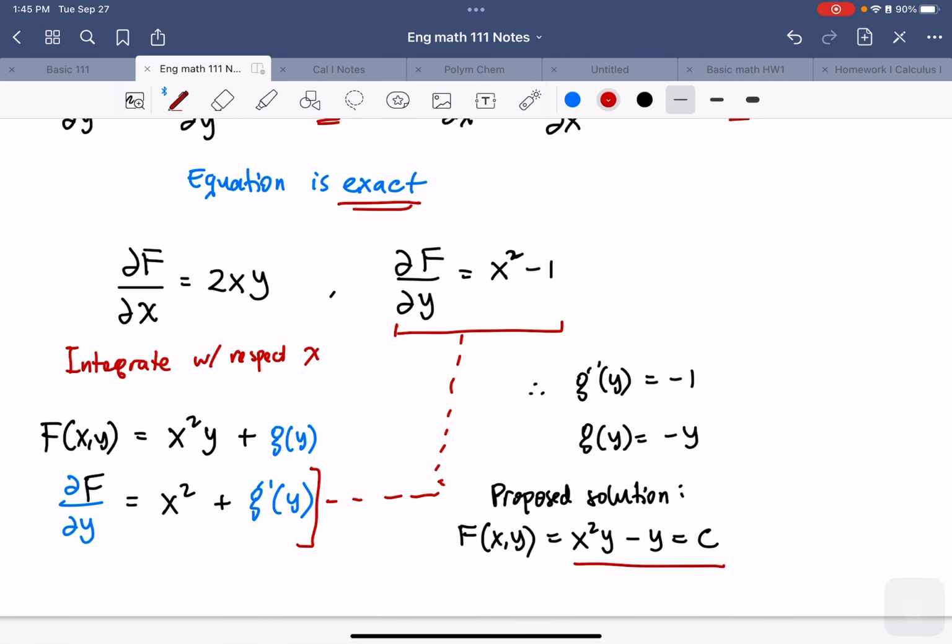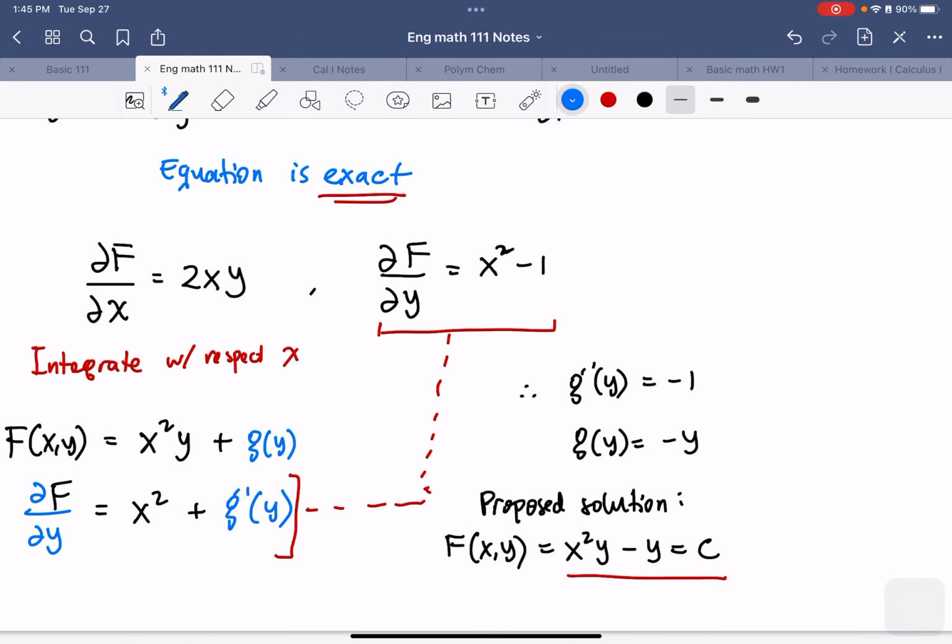Maybe if you would like to try, we can try starting from this x squared minus 1. We can try to make out the integration, but we integrate with respect to y. Yes, correct. Then we will have a function of x. So x squared becomes x squared y.